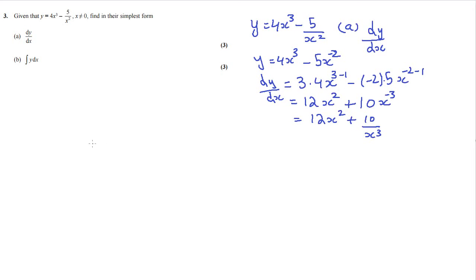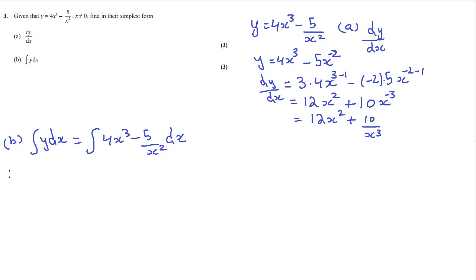Similarly, part B expects you to integrate. So you have to find y, the integral of y dx. Now in integration, you have to add to the power and divide by the new power. So what you have to do is integral 4x cubed minus 5 over x squared dx, right?